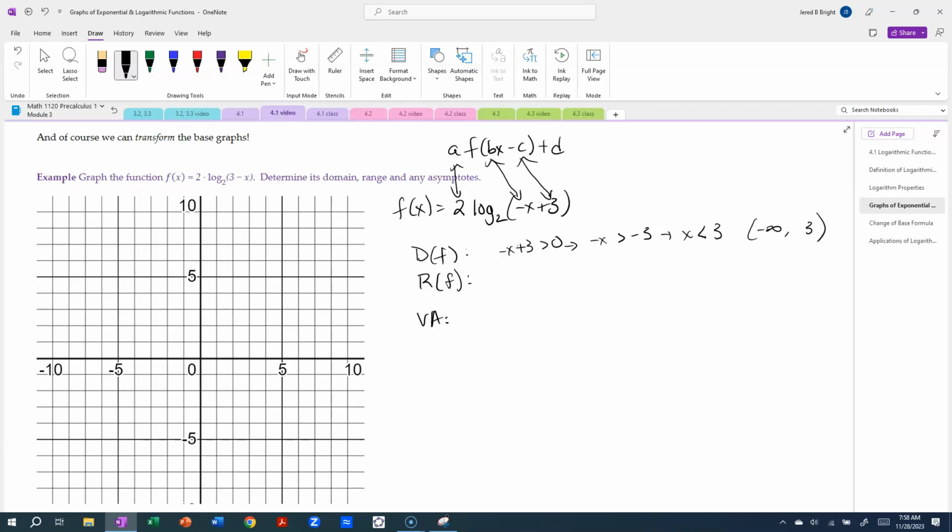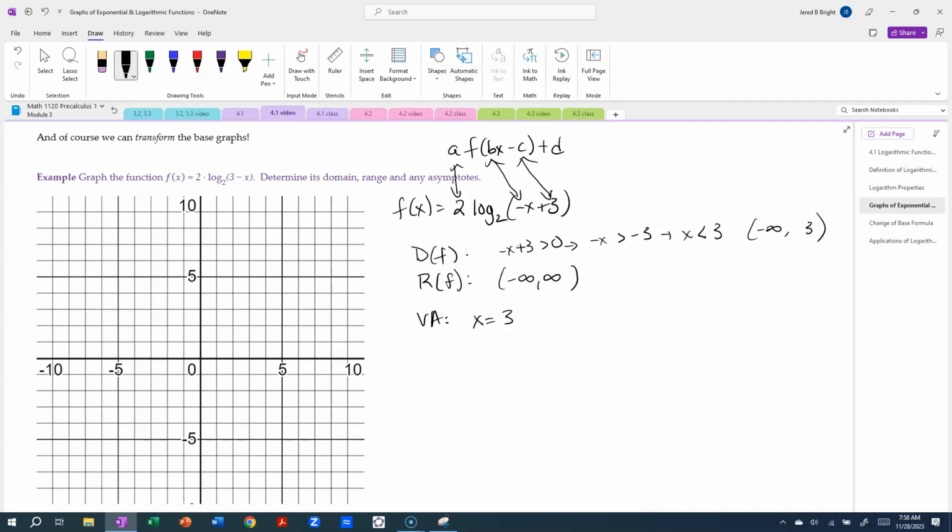Now in this case, we have negative numbers, but it's just because of the transformation that the logarithm has had done to it. This also means that the vertical asymptote is the boundary of our domain. So the vertical asymptote is going to be at x equals 3. And the range for every logarithm, no matter what you see, is always going to be all real numbers, negative infinity to infinity.